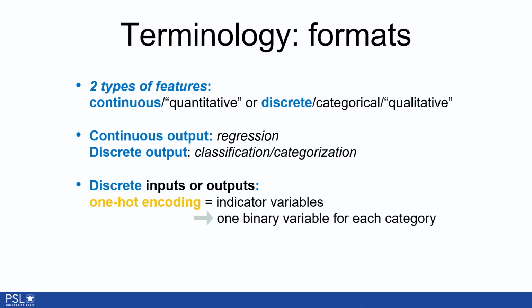Finally, discrete variables, inputs or outputs, can be coded in several ways. One very common type of encoding is what is called one-hot encoding, or equivalently an indicator variable. This is a type of encoding where we have one binary variable, 0, 1, for each possible category. The terminology I covered so far is common to all of machine learning.